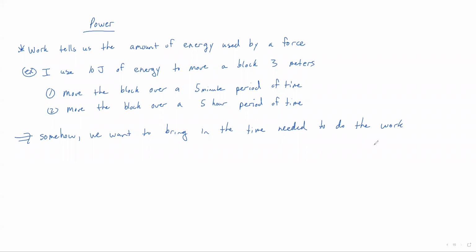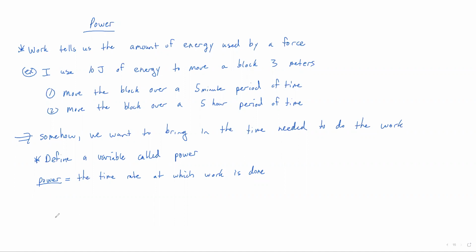So it would be interesting to be able to bring in the amount of time needed to do the work. You could almost look at that as like an efficiency, right? Clearly, I was much more efficient in the 5-minute period than in the 5-hour period. So we want to find a way to bring time into this situation. So this is where I'm going to define a new variable called power. Our new variable power is basically going to be the time rate at which work is done.